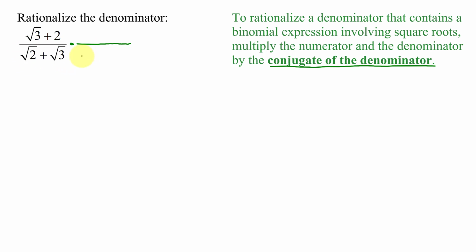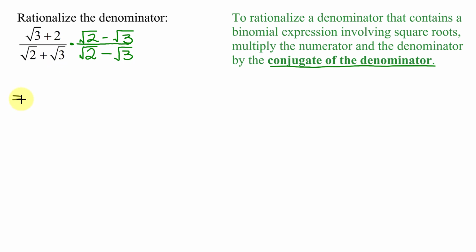You keep the first term the same. I'm going to have the square root of 2. The last term is the same, the square root of 3, but I have the opposite sign between them. Since this was a plus, this has to be a minus. Since I multiplied the denominator by the square root of 2 minus the square root of 3, I must multiply the numerator by the exact same thing, because all I'm really doing is multiplying by 1. I'm not changing the value of my expression, I'm just changing its format.